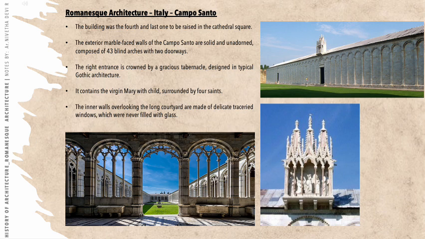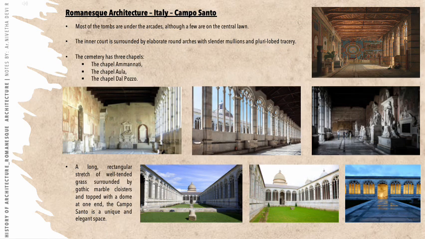The inner walls overlooking the long courtyard are made of delicate traceried windows, which were never filled with glass. Most of the tombs are under the arcades, although a few are on the central lawn. The inner court is surrounded by elaborate round arches with slender mullions and pluri-lobed tracery. The cemetery has 3 chapels: 1. The Chapel Ominote, 2. The Chapel Ola, 3. The Chapel del Pozzo. A long, rectangular stretch of well-tended grass surrounded by Gothic marble cloisters and topped with a dome at one end, the Campo Santo is a unique and elegant space.